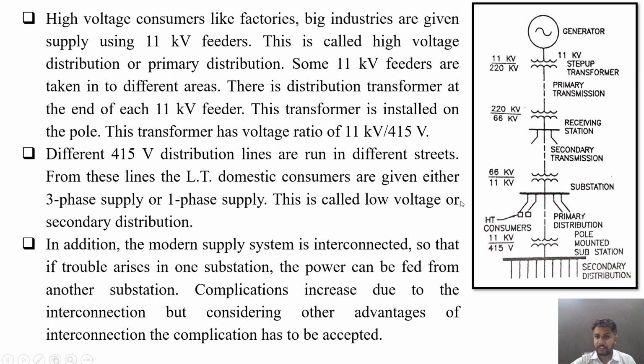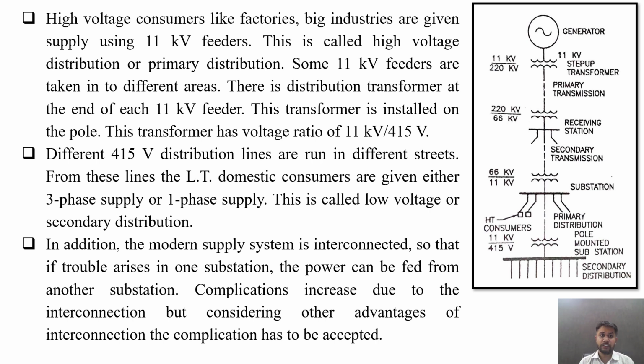So this is our 11 kV line which is directly given to HT consumers, and from that for the residential use or for commercial use it is directly given to the load area, and where it is stepped down with the help of pole mounted transformer or pole mounted substation from 11 kV to 415 volt 3 phase.